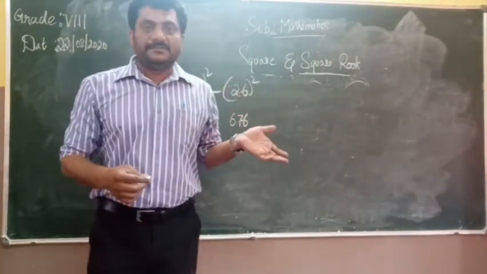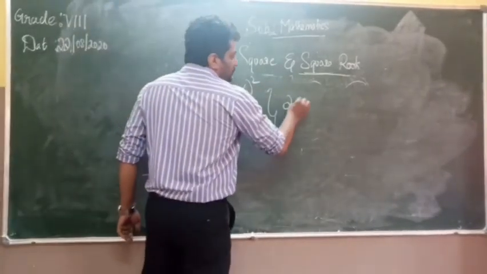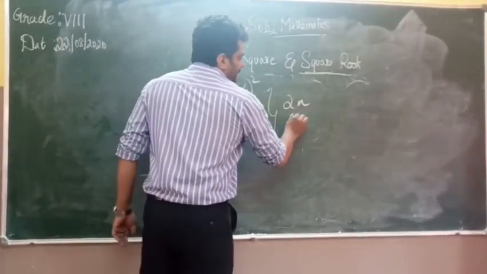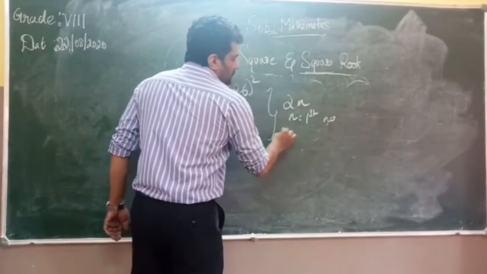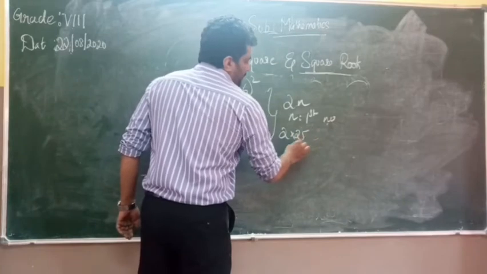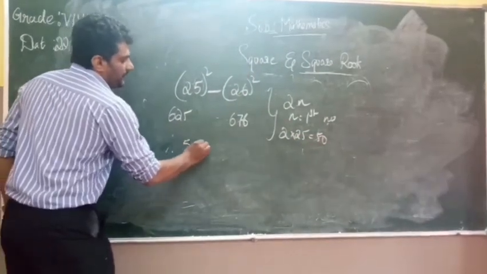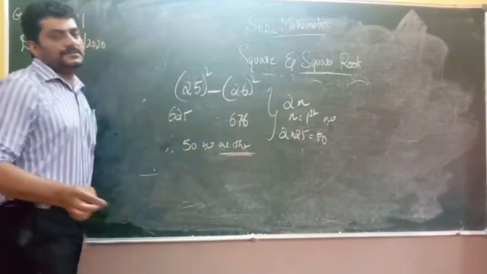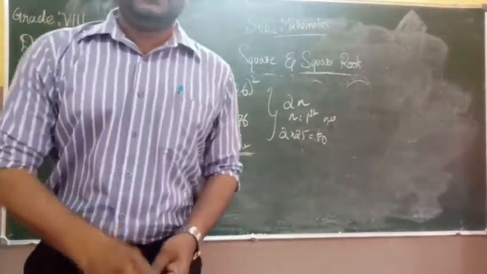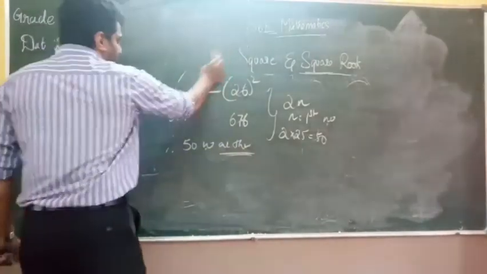Instead of adding manually, we have a concept of using 2n, where n is equal to the first number. 2 into 25 is 50. Therefore, 50 numbers are there. Okay, 50 numbers are there. Now, that completes your exercise 5.1.